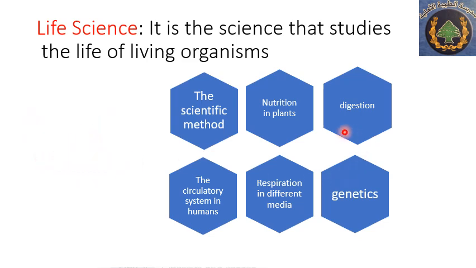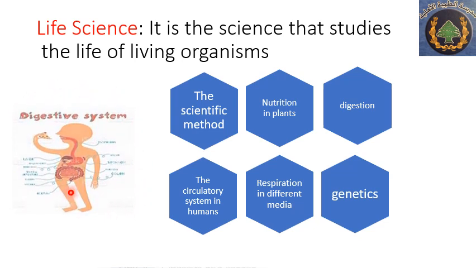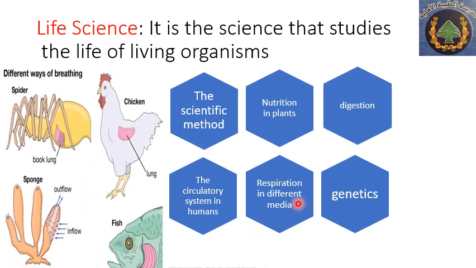Then we'll move to digestion that shows us how our digestive system is organized and how does it work. Then we'll move to respiration in different media that shows us that there are different ways of breathing according to the organism. There are different respiratory systems. Hence there is gills respiration in fish, there is tracheal respiration in insects, there is pulmonary respiration like in chicken.